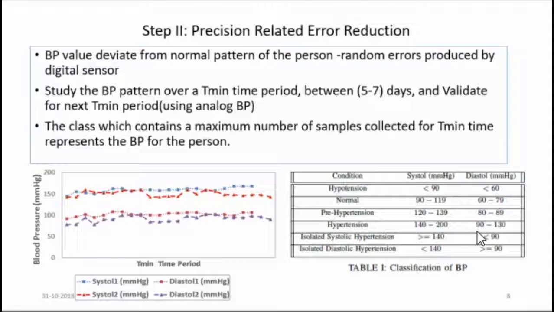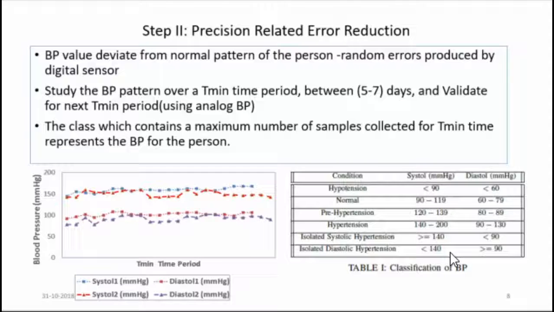Now we collected the data for several days, and first we develop a model, then we validate. The class that has the larger number of samples falling in it represents the person's characteristics, blood pressure characteristics. Now this is the model for that person.